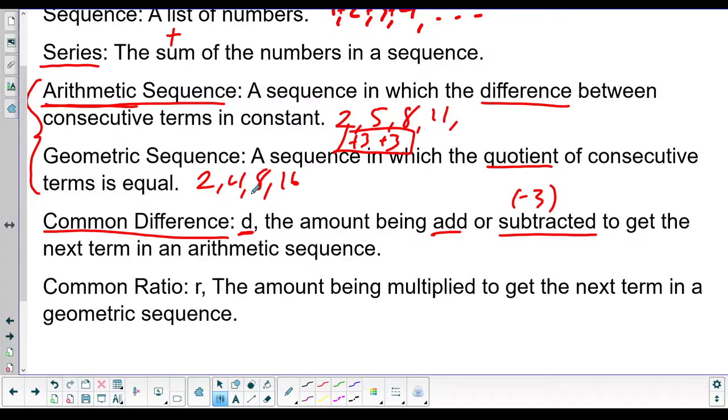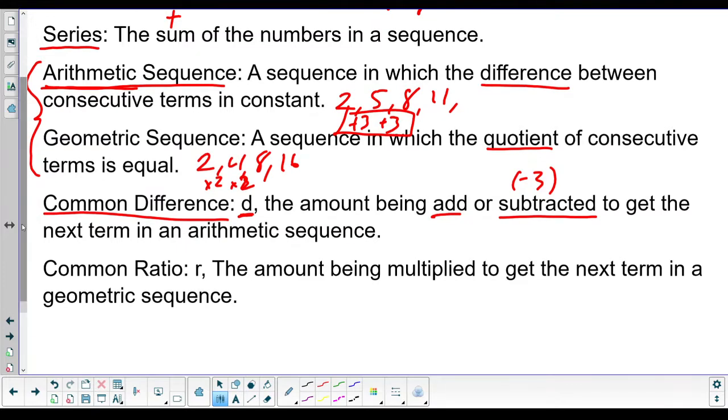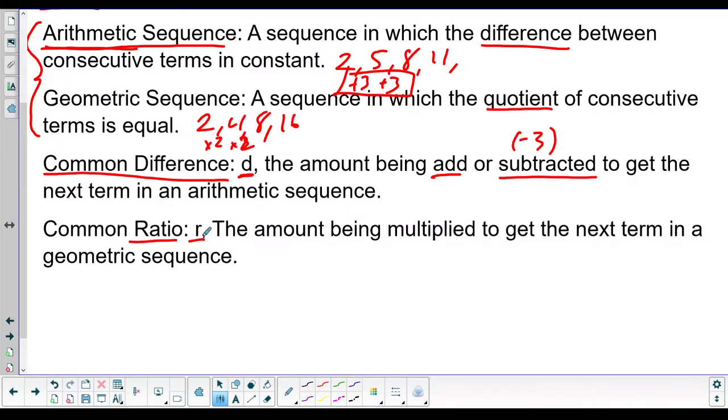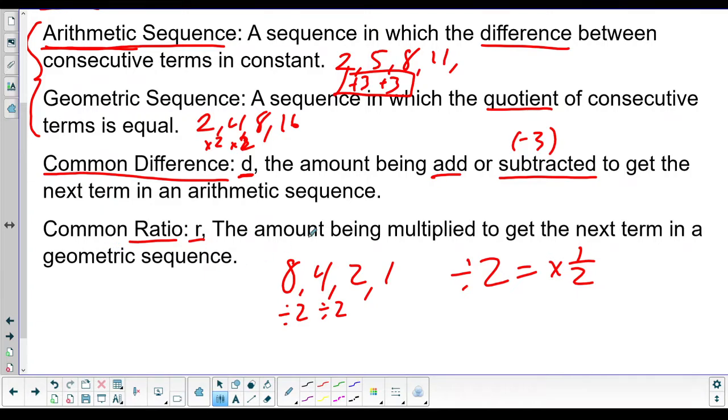The name of the number that we are multiplying by each time for geometric sequences is called the common ratio. And we use lowercase r for that. If we are dividing, so let's say you have like 8, 4, 2, 1, and we're dividing by 2 each time, dividing by 2 is the same thing as multiplying by a half. So if you are dividing each time, your common ratio will be equal to 1 over the number you divide by. Cool? Not too bad.